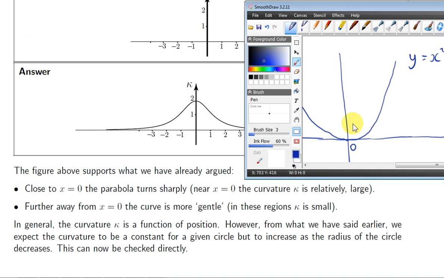So here is y equals x squared, and you can see quite clearly the curvature is greatest here, and it's the same of course for points equidistant from the origin on either side, because y equals x squared is symmetric about the y-axis. As x goes on and on, the curvature gets less and less for large positive x as well as large negative x.